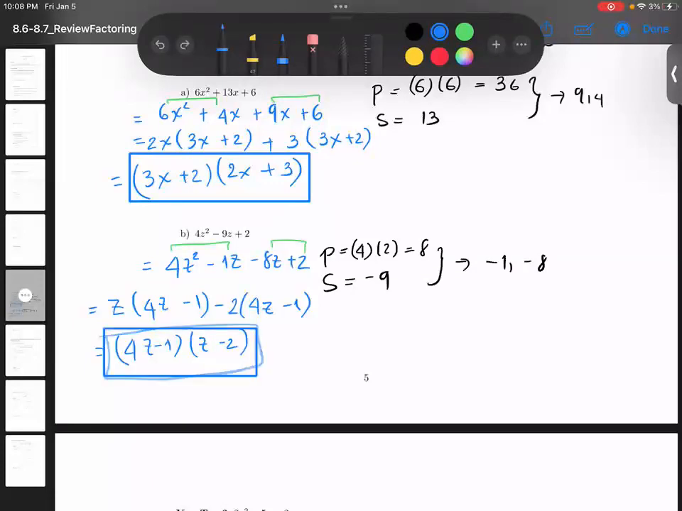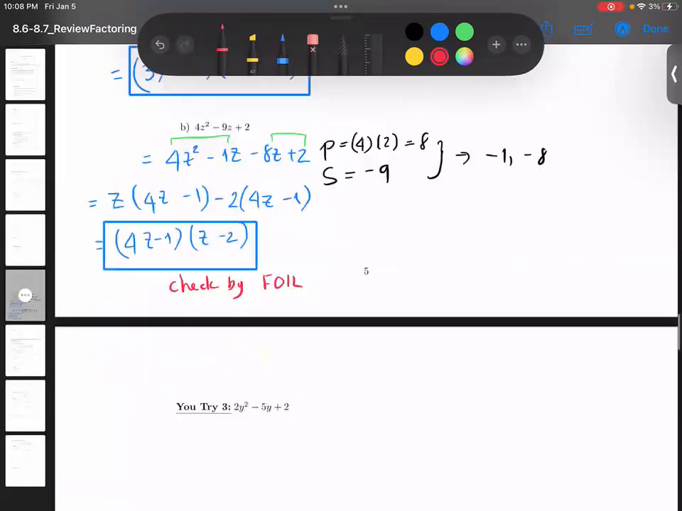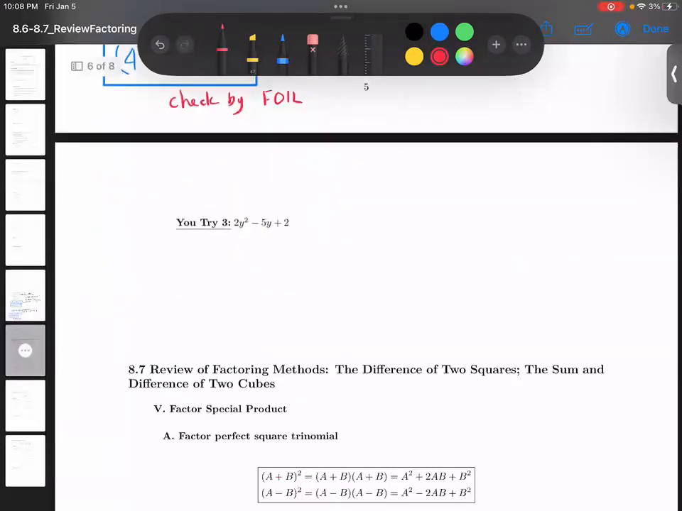On the exam, I recommend you check by FOILing, so you know that you got it right. Last one. Maybe you want to pause me for a little bit and then try it yourself. When you're done, you can unpause me.